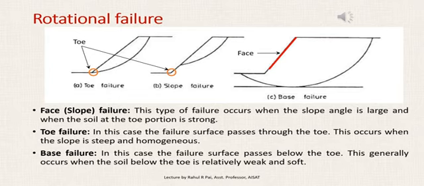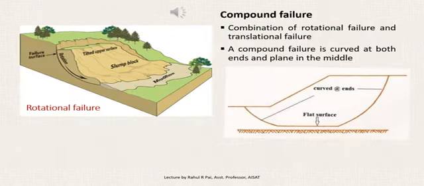Now comes the toe failure, that is figure A. In toe failure, the failure surface passes through the toe of the slope. This usually occurs in soils which are homogeneous in nature, that is the same soil is present throughout the slope, and also the slope is steep. And the last one is the base failure. In base failure, the failure surface passes below the toe, and this usually occurs when you have a weak foundation below that slope, or below that slope you have a weak soil deposit. Okay, so these are the 3 different types of rotational failure.